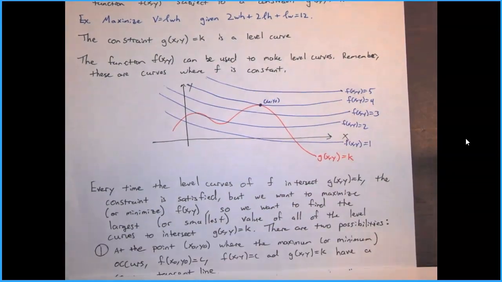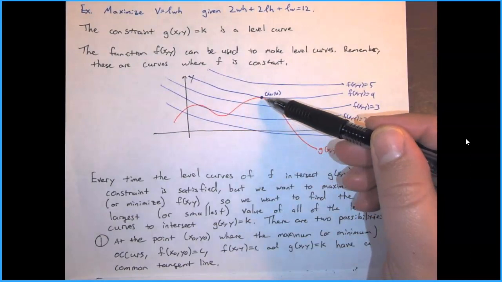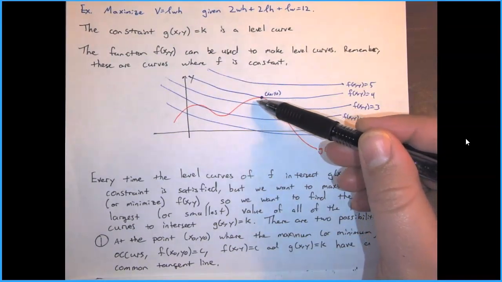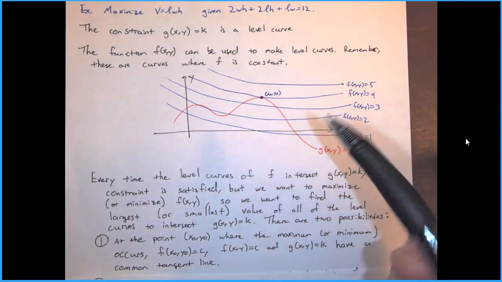So this is one of the two possibilities that we're going to consider. The points where I've optimized my function subject to a constraint, at that point, the level curve of f and the constraint curve have a common tangent line. And that's what's happening in this case that I drew. Right? At this point, g equal to k and f equal to 4 have a common tangent.